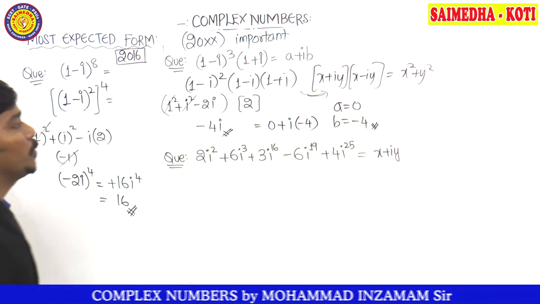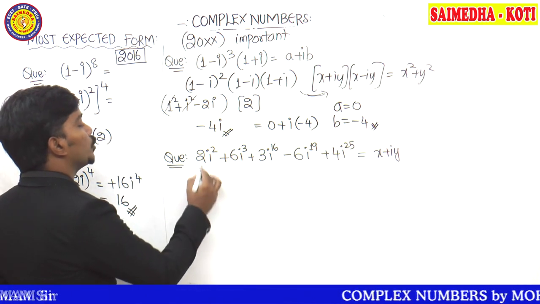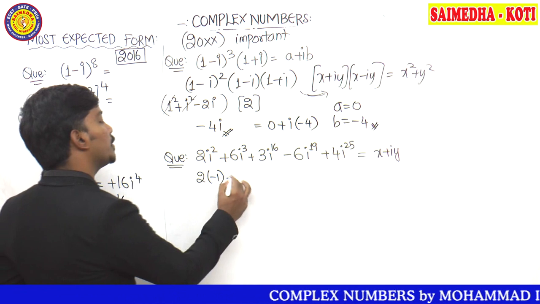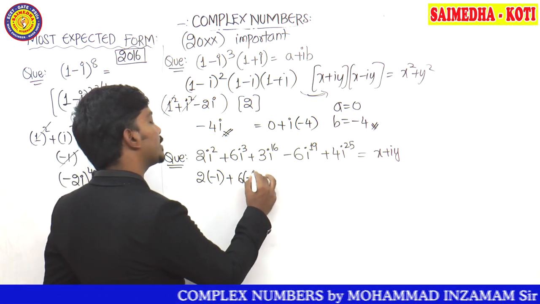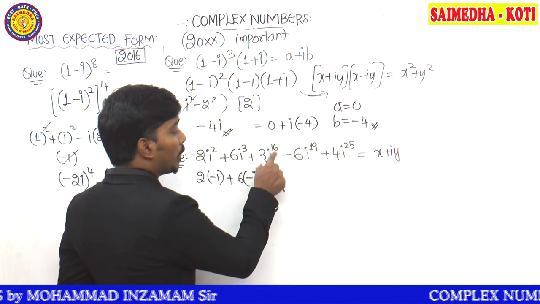Let's see one more type of problem, guys. One more problem given is 2i square, 6i cube. 2i square equal to minus 1. 6i cube equals minus i, plus 3i power 16. 16 is 4k. It is a multiple of 4, guys.